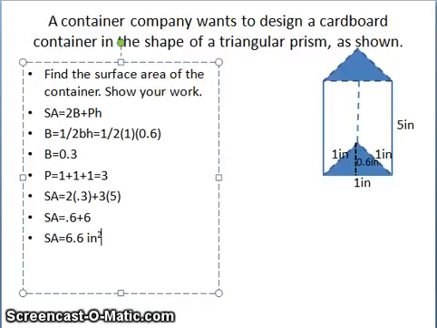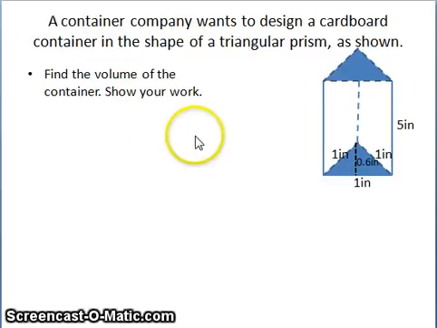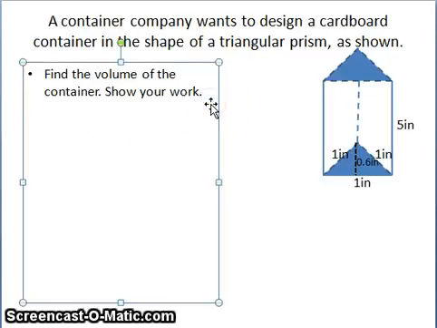So this is good. Notice that I did show all the work. I started by writing the formulas, and then I plugged in the numbers. I broke it all down. I even wrote the work for the base separately and the work for the perimeter separately, so that I keep everything very organized and don't get myself lost. And I showed all my work. Big deal there. Okay, the next part of this problem asks you to find the volume.